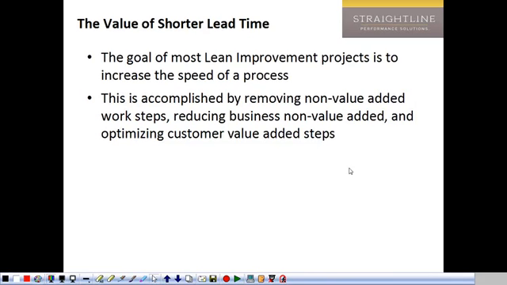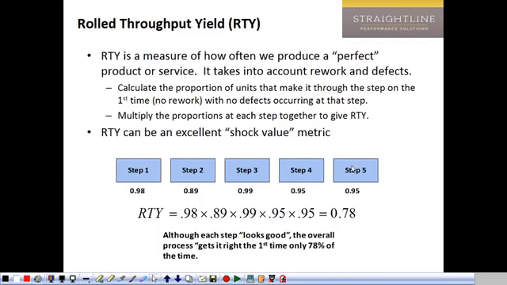All right. So lots of stuff. All right, let me talk about one more thing I think you'll find is a little bit different, and that's rolled throughput yield. Now, unlike takt time, lead time, and the Little's Law concepts, which are very much lean concepts that belong in lean rather than Six Sigma, rolled throughput yield can be either. And it's because it's more of a quality measure, but it's often a shock. It has a tremendous amount of shock value. Here's what rolled throughput yield is.